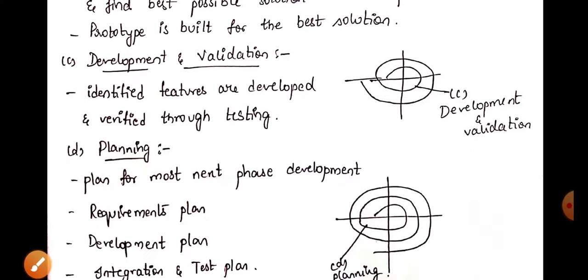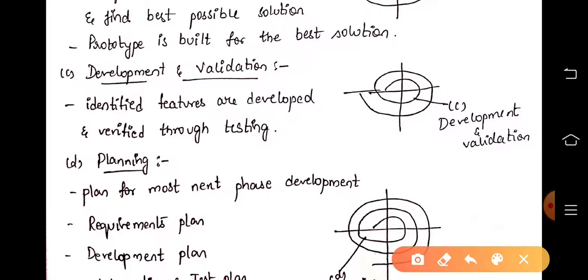The next one is development and validation. This is the third phase, in which we design the best solution we have chosen. We select a programming language and start with our coding part, and after that the process will undergo testing. Testing is done using various testing techniques like unit testing, integration testing. We have a lot of testing strategies, and by applying them we are going to test the software.